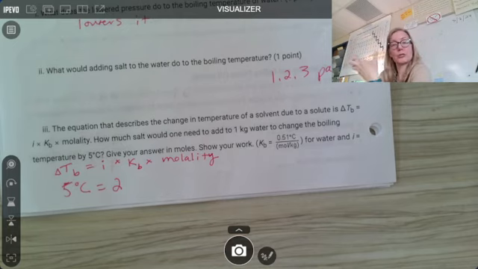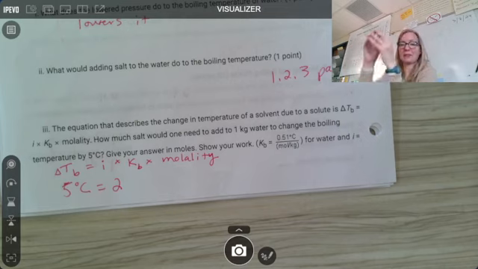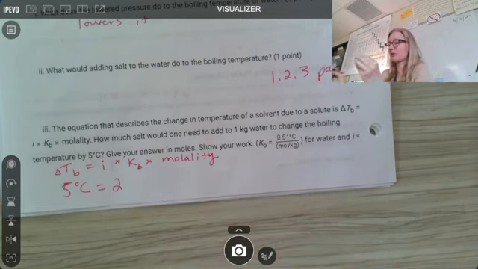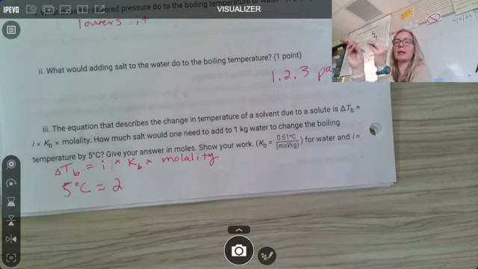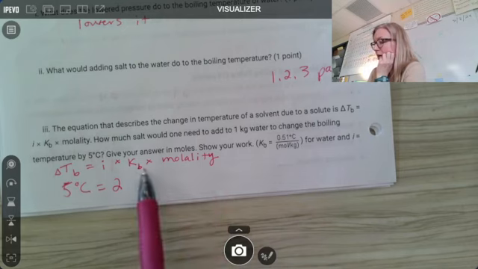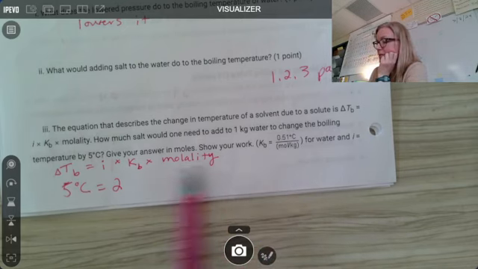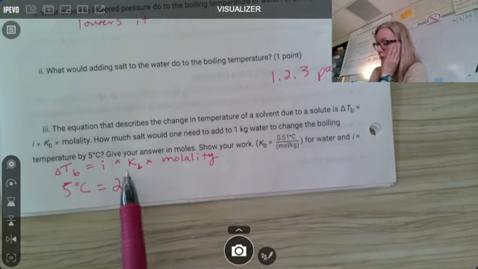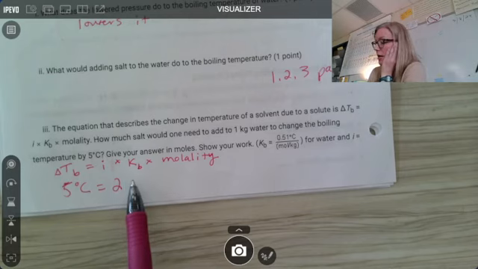For something like sugar that's not ionic, the value for i is just 1 because it stays intact. It's just one particle, okay? So it's just like for each formula unit, how many particles does it break into? For NaCl, it's 2. Kb is something that's unique to the solvent, which in this case is water.